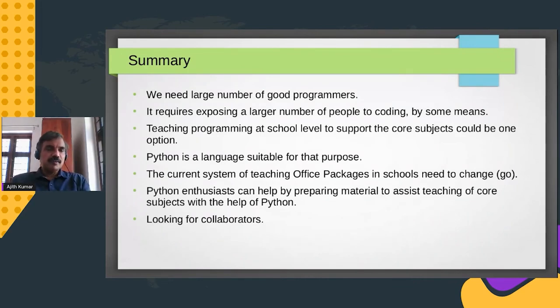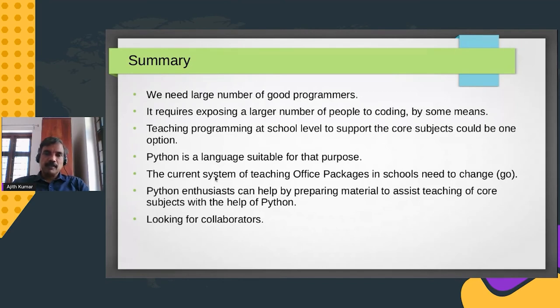Now let me summarize what we discussed so far. Considering the situation that our contribution to open source seems to be less, we need more good programmers. To have more good programmers, you should have a much larger number of programmers, because when you sample among programmers, there will be good ones. So you have to widen the sampling base, meaning more people should be exposed to programming. And how to do that? In the Indian situation, the best place is the school. If the conventional school starts using software as an enabling tool to teach the core subjects, it may happen. And the Python language seems to be suitable for that purpose at the moment.